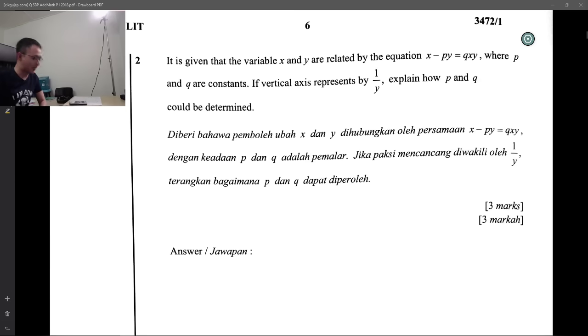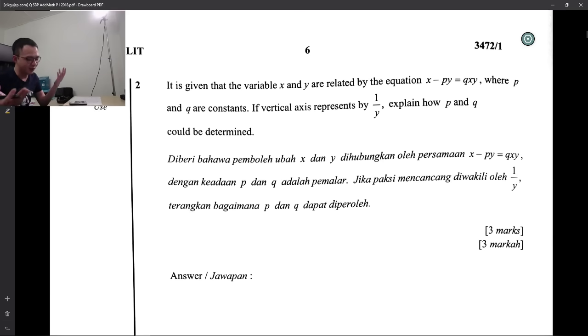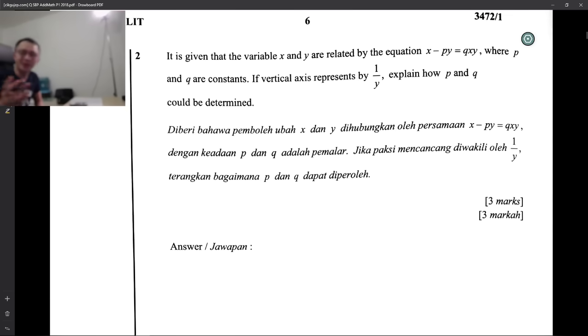It's given that the variables x and y are related by the equation x minus py equals qxy, where p and q are constants. If the vertical axis is represented by 1 over y, explain how p and q could be determined. In this question, it's a linear law. In a linear law, they give you one very important piece of information, which is the vertical intercept, which will be 1 over y.